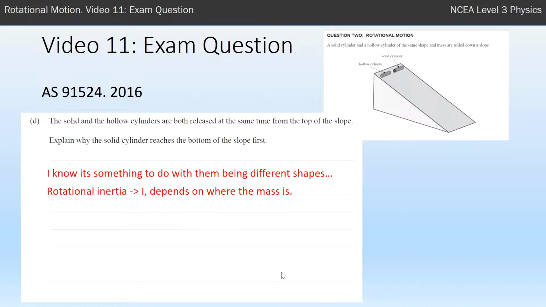And I think that's video 6, if you want to go back to remind yourself about what rotational inertia is. But basically, the symbol is I, and it depends on where the mass is. So the solid cylinder has the mass spread out from the middle right to the outside, whereas the hollow cylinder has all the mass on the outside. The hollow cylinder has a greater rotational inertia.